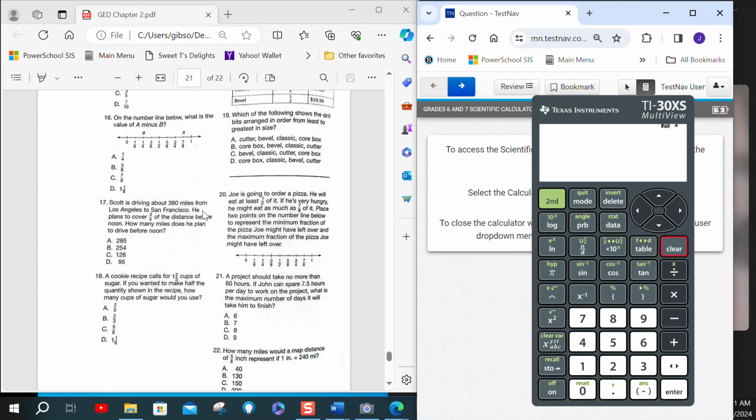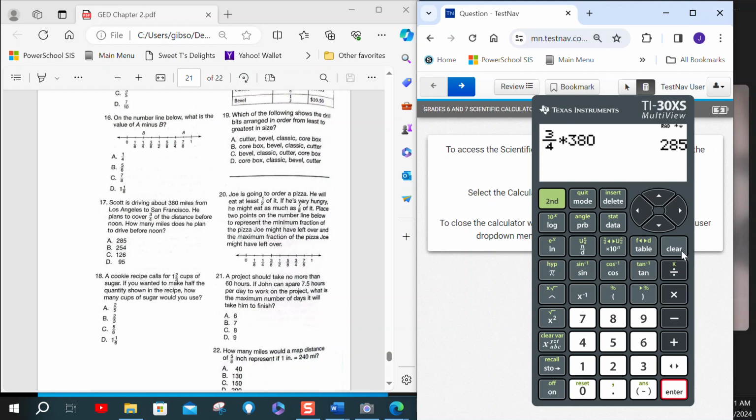Scott is driving about 350 miles from Los Angeles to San Francisco. He plans to cover 3/4 of the distance before noon. How many miles does he plan to drive before noon? So 3/4 of the distance, that means it's multiplication. So we'll do the fraction 3 over 4 and then multiply the 380. That gives us 285, which is A.